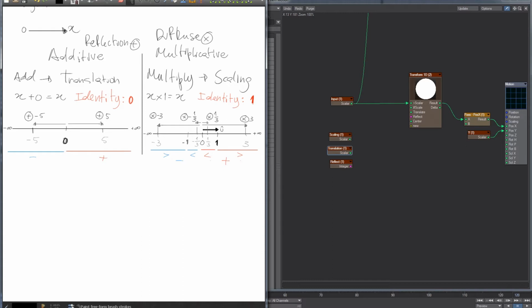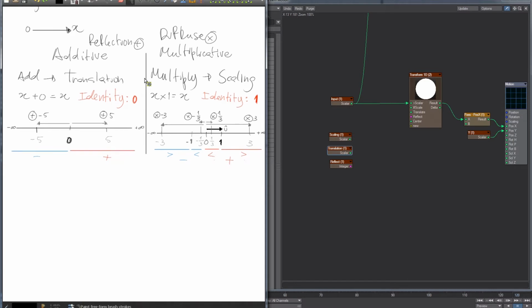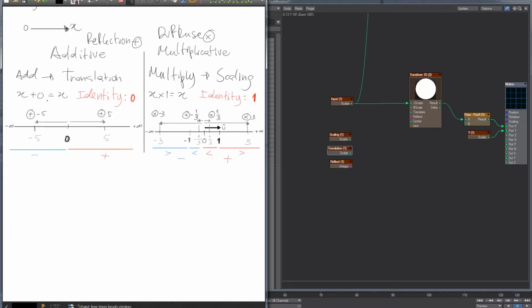So I'm going to do a side-by-side comparison between additive and multiplicative operations, because there's some analogies that can be done. So they both have an identity. In this case, we have that anything plus 0 is equal to itself. So the identity of additive operations will be 0. On the multiplicative side, we have that anything times 1 is equal to itself. So the identity of multiplicative operations will be 1.